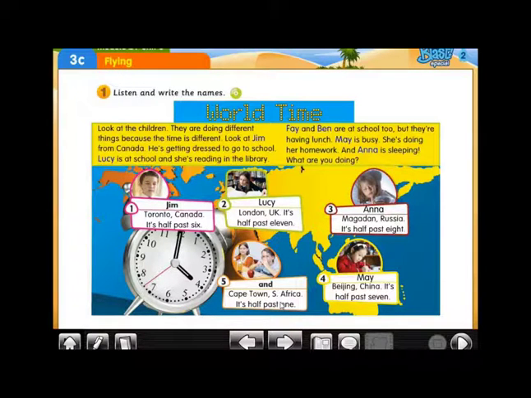Number 5. Listen. Cape Town, South Africa. It's 1:30. Who is eating? Right. Faye and Ben. Write the answer. Okay. Look at another page, page 27.